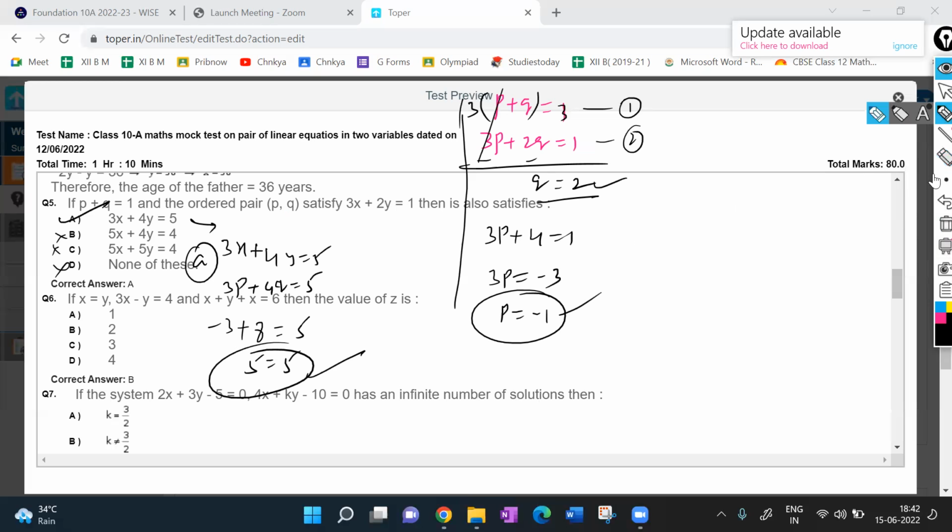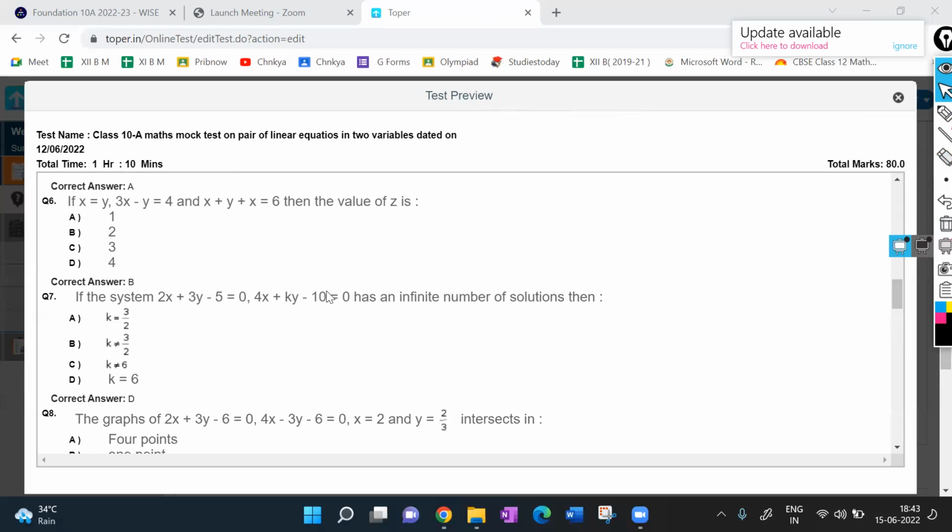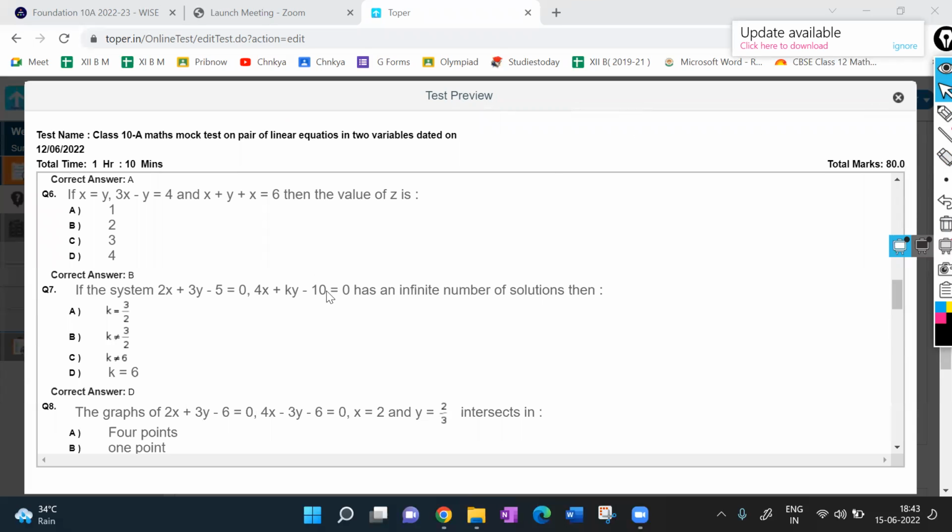All right, next question. Shall we go for the next one? Yes. Now, how simple it is. Now we have to find out the value of z. Where do we have z here?